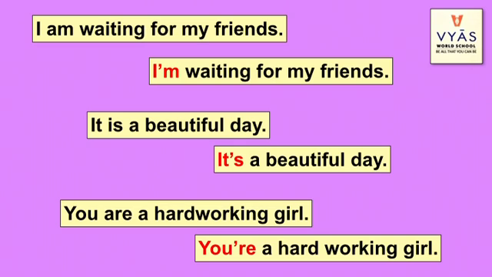Next is you are hardworking. You are a hardworking girl. The contraction for you are will be made as: you remains the same, and in the word are we have missed a, and in place of a we have used an apostrophe, and re will be written as is. So you're a hardworking girl. So this is the way we use the contractions, or the short forms, in sentences.